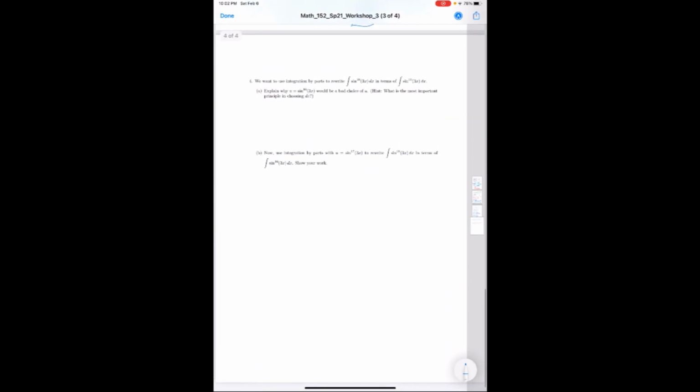Okay. And then finally, we have this problem. We want to use integration by parts to rewrite sine to the 18th of 3x in terms of sine to the 16th of 3x. So we want to do this by integration by parts. I first want you to explain why u equals sine to the 16th of 3x would be a terrible choice of u. This is why.